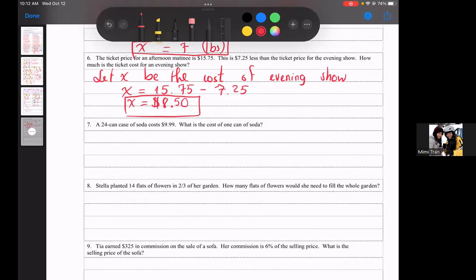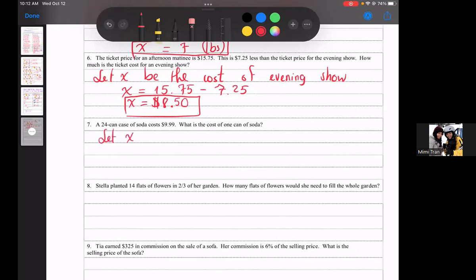By common sense, you go to the store and buy a case of 24 cans of soda that costs you roughly $10. How much does each can cost? You take that divided by 24, right? This is by common sense. But mathematically, how would we write this?